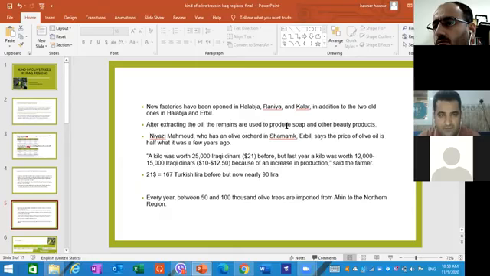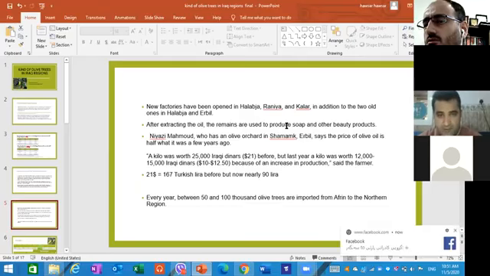And one of the businessmen, his name is Nias Muhammad, has an oil of origin in Shamamk in Erbil city. About price, he said 1 kilo of naturally oil olives is nearly $21.